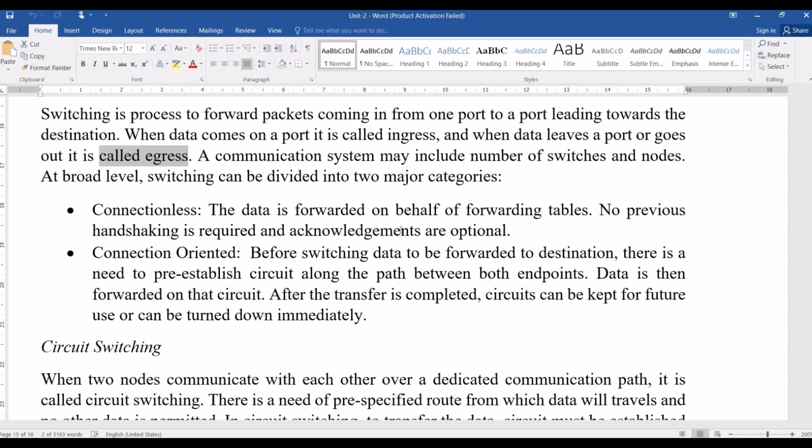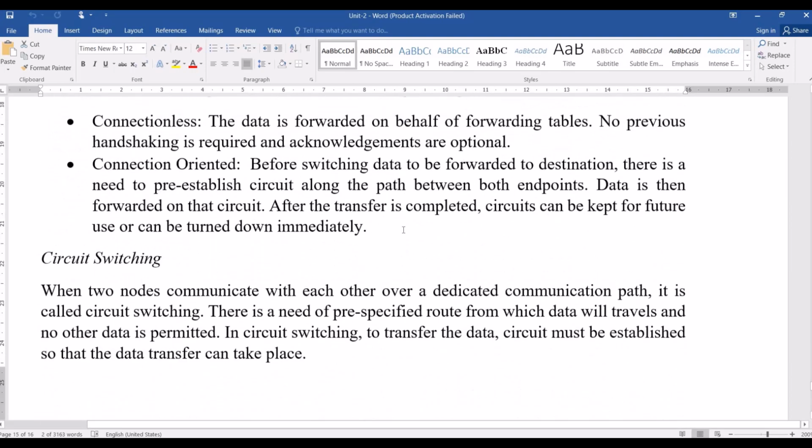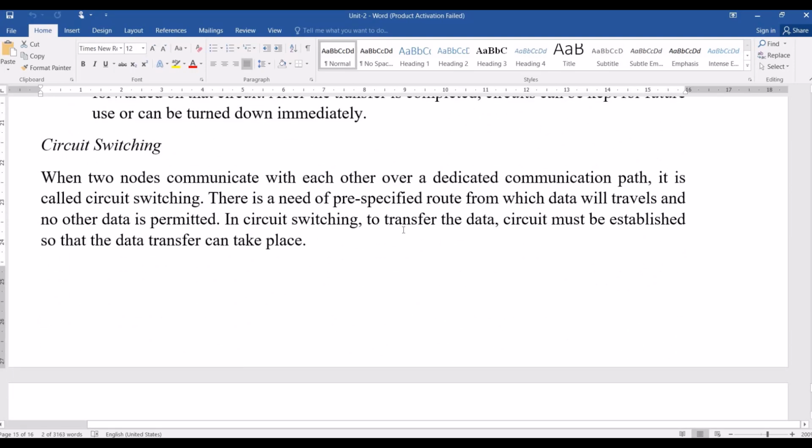This is the three-way handshaking also in TCP/IP. It first establishes the connection, then data transfer, and then termination of the connection. So this is connection oriented in circuit switching. Okay, let's move on to the circuit switching point.